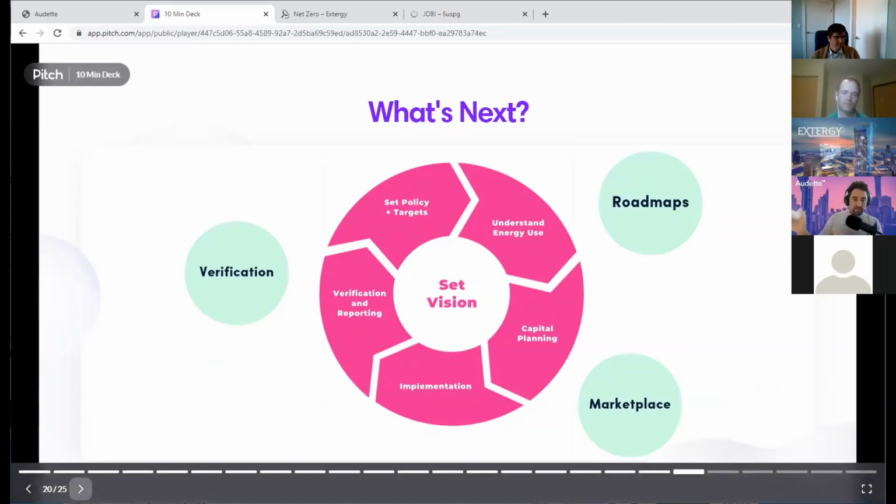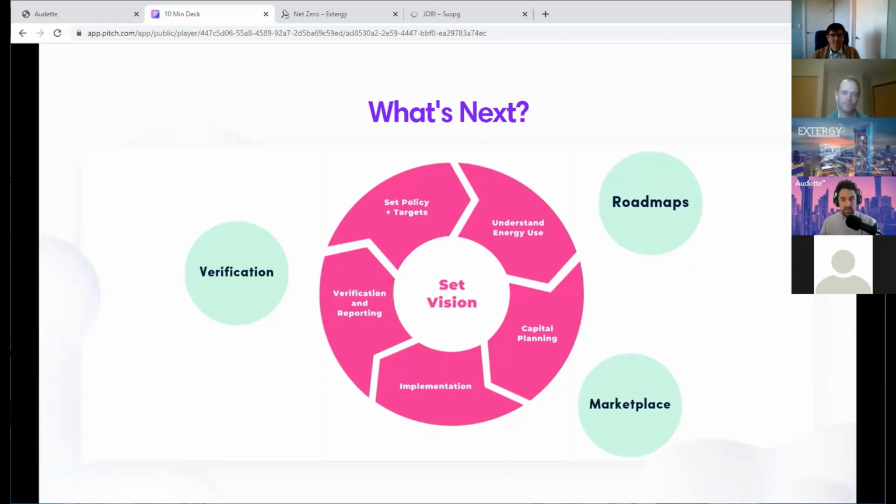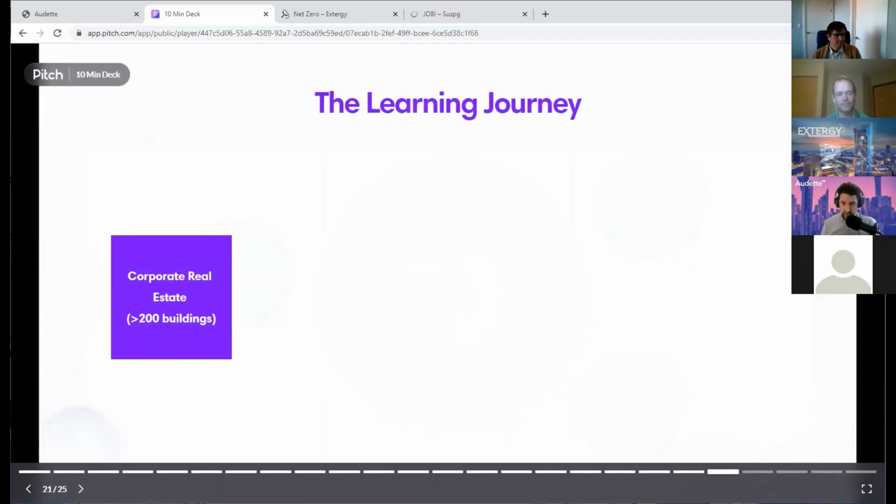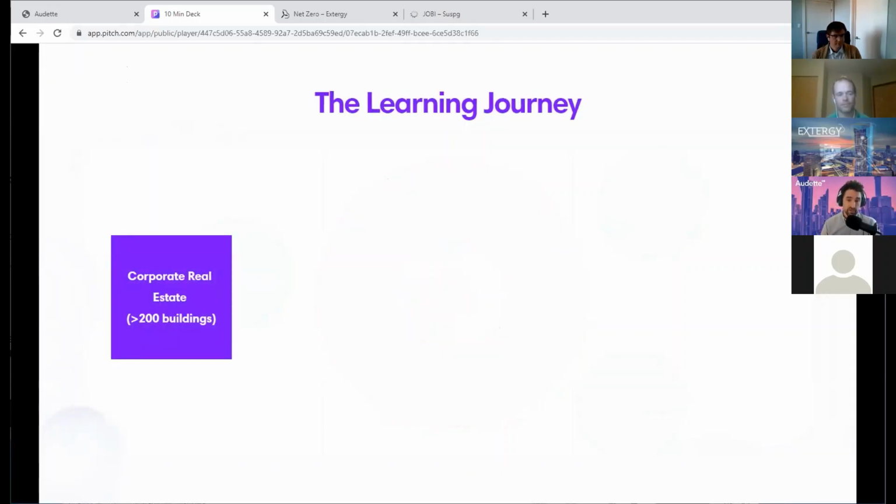And then there's verification. Everything up to this point has been software only. At this stage, we can deploy data collectors to actively track large, complex, no carbon investments. But it's obviously not enough to just touch this top level of real estate in the market. As you see on the next slide, we've chosen to start with large corporate real estate because the data is good and the drive is there.